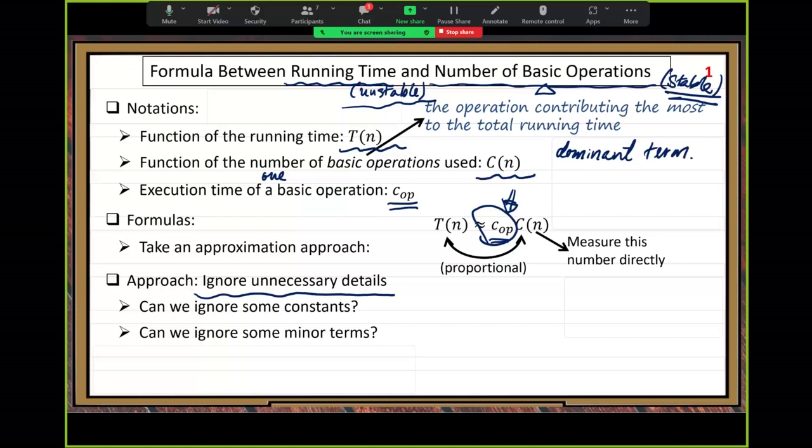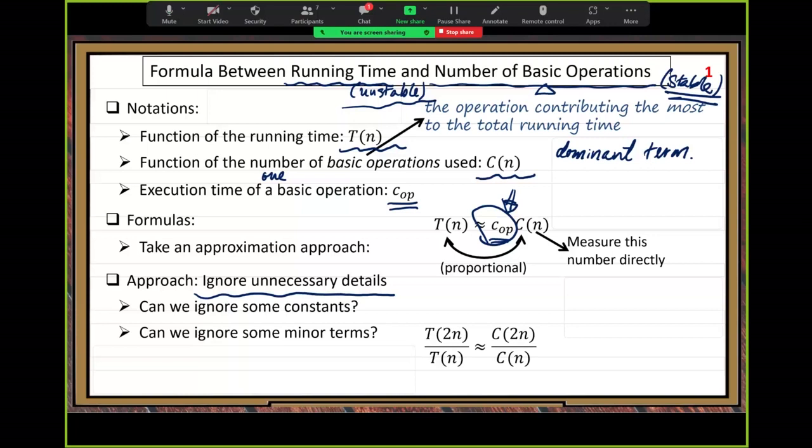At that time, one student asked me, what's the meaning of the dominant term? I said I can delay the explanation of that dominant term. So here, I need to explain this dominant term.